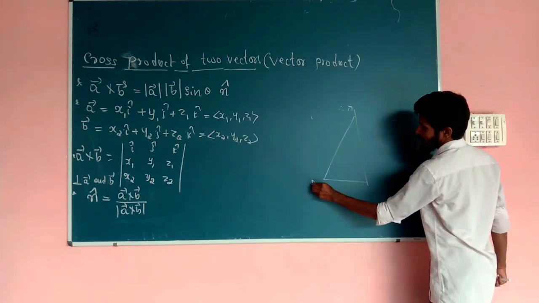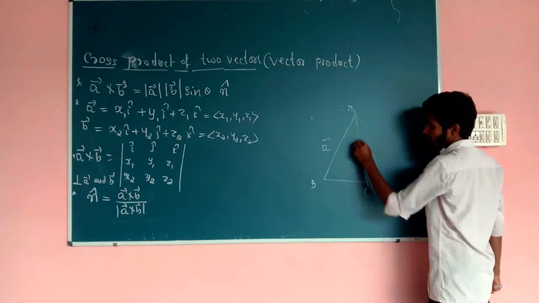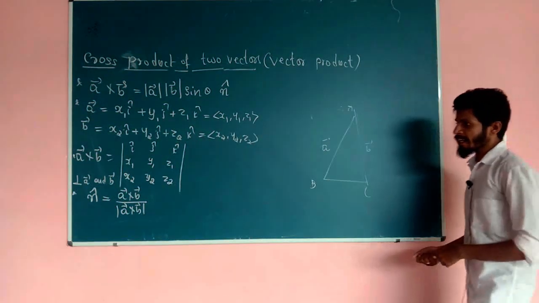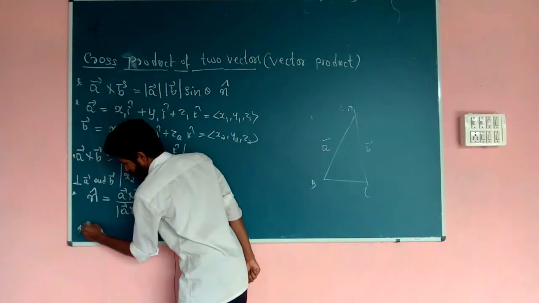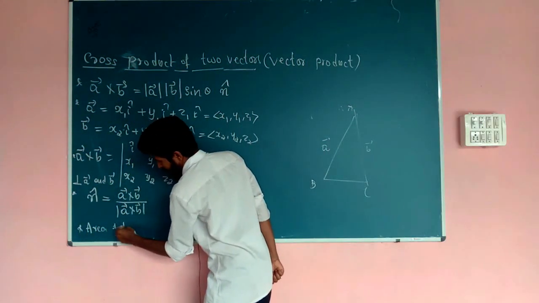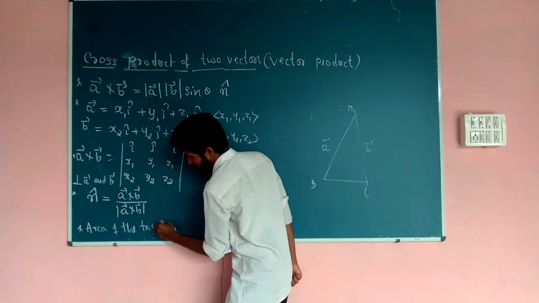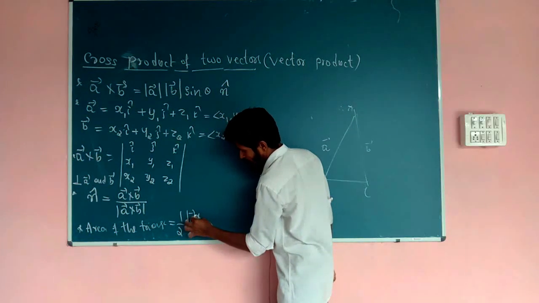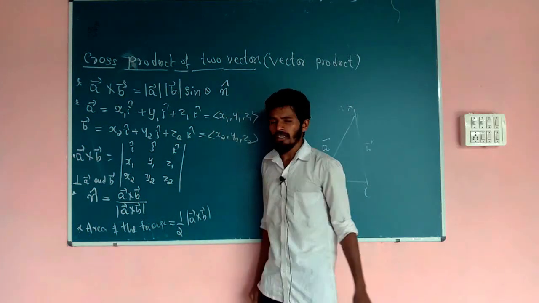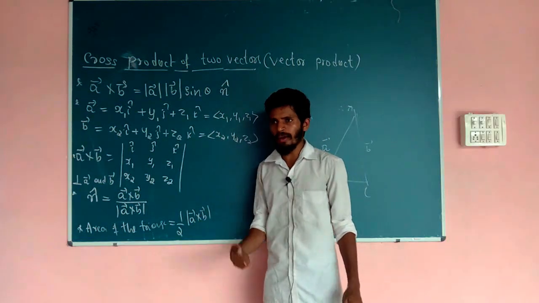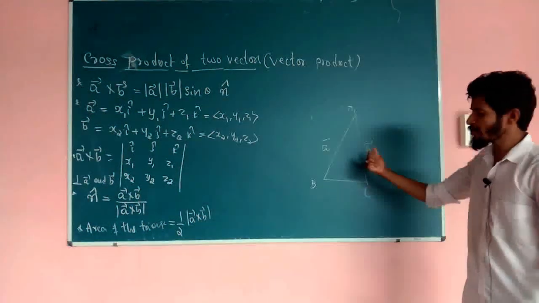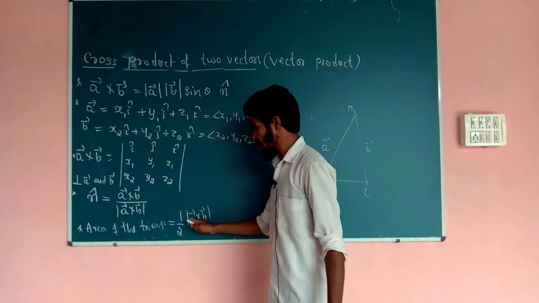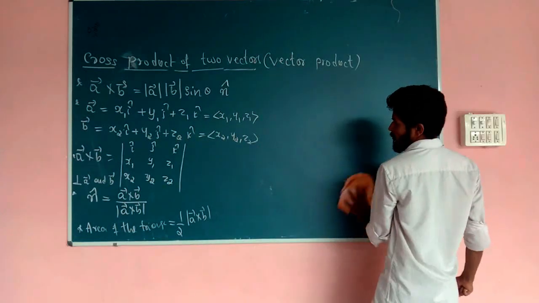Let ABC be a triangle. If vector A and vector B are the two adjacent sides of a triangle, then the area of the triangle using vector is equal to half into magnitude of A cross B. Area of the triangle is equal to half into magnitude of A cross B.